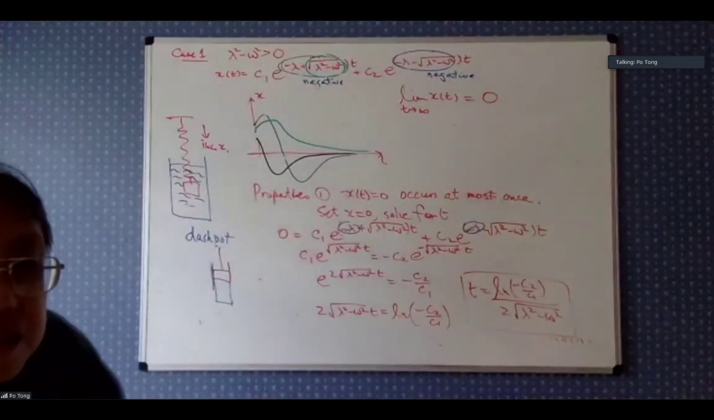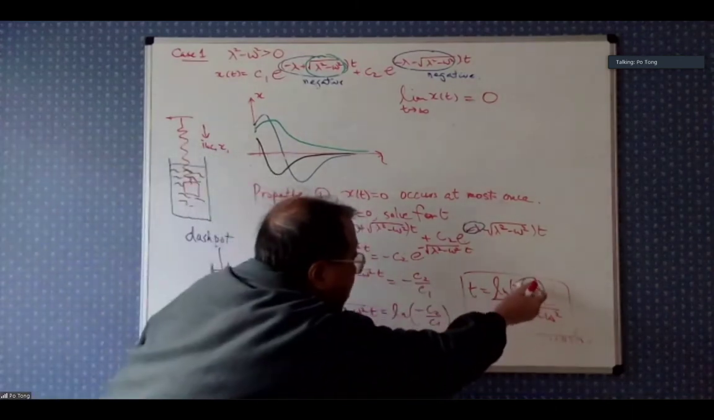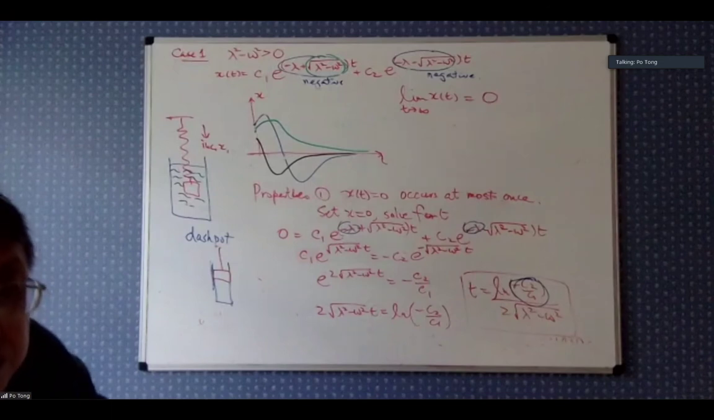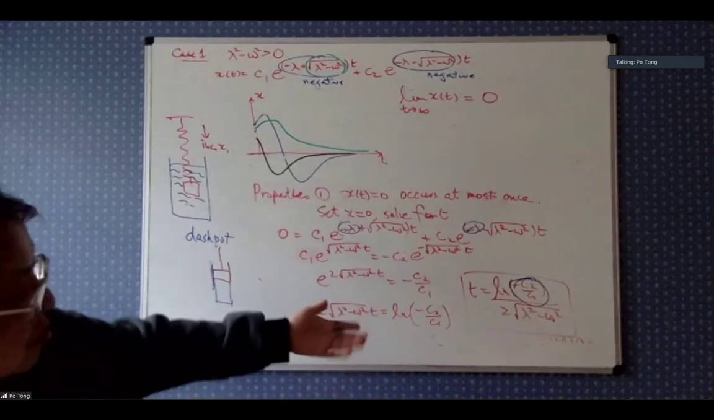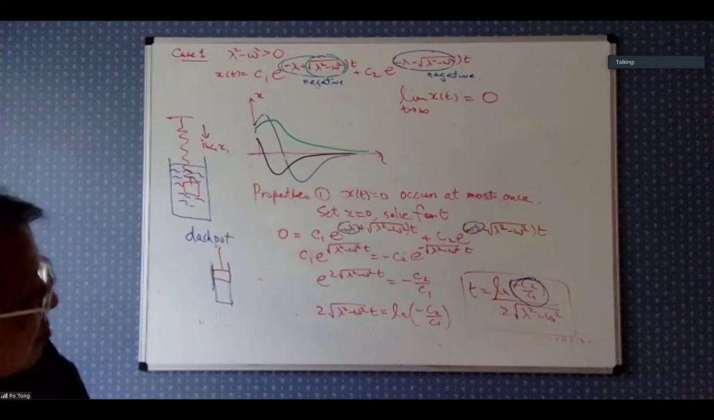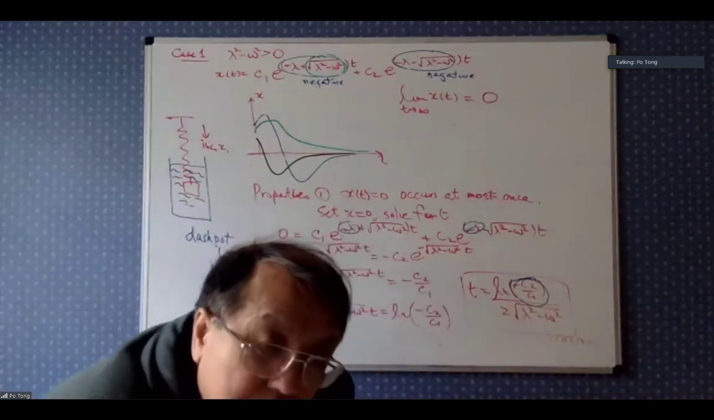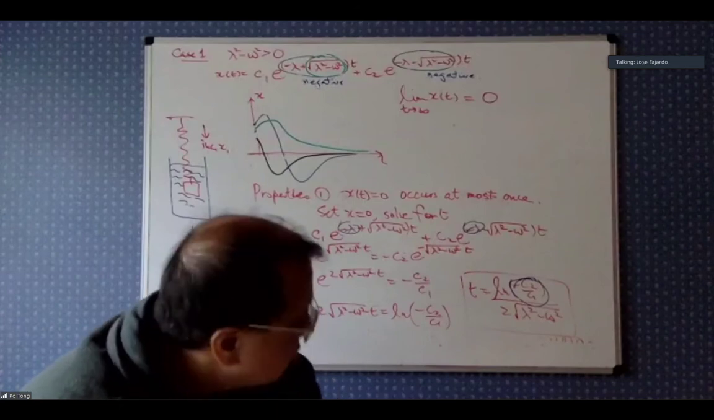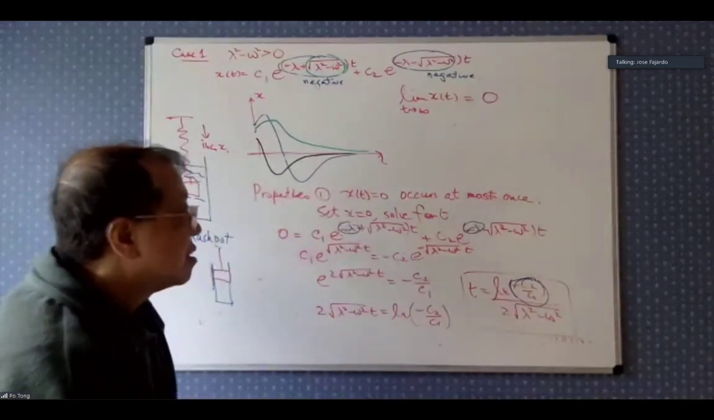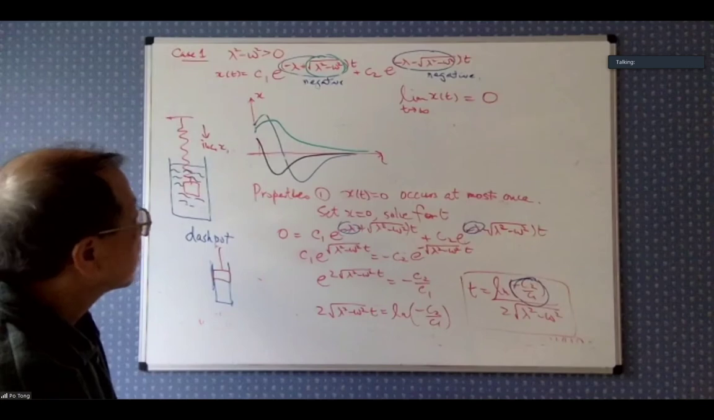This answer depends on whether this guy here is positive or not, that is, whether it is in the domain of the ln function. If it falls outside the domain of the ln function, then you will have no solution. Otherwise, you will have one solution. Is it okay? Can you say that one more time? The domain of the ln function is 0 to infinity. So it depends on this guy. If this guy is bigger than 0, then you have one solution, otherwise you have 0.